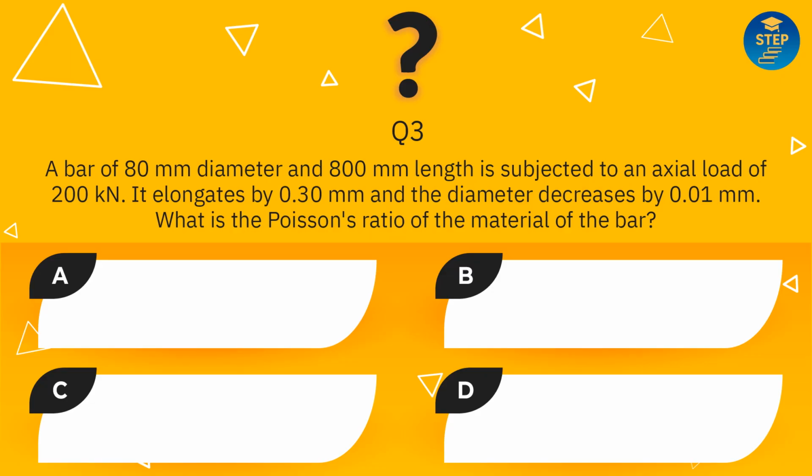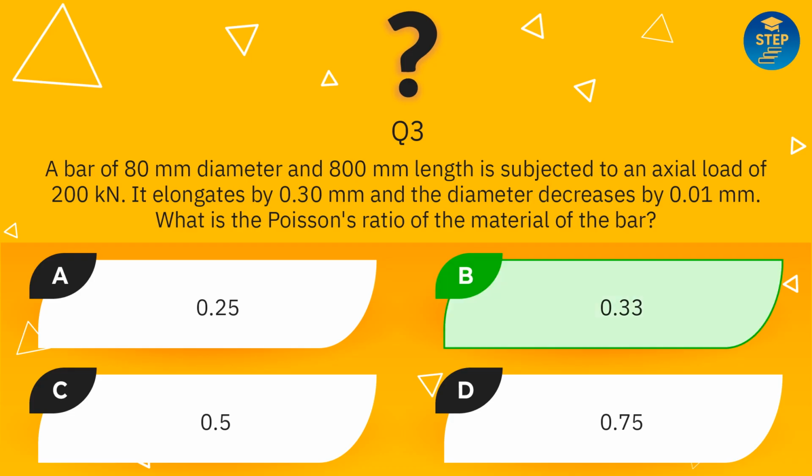A bar of 80 mm diameter and 800 mm length is subjected to an axial load of 200 kN. It elongates by 0.30 mm and the diameter decreases by 0.01 mm. What is the Poisson's ratio of the material of the bar? 0.25, 0.33, 0.5, 0.75. Answer is 0.33.